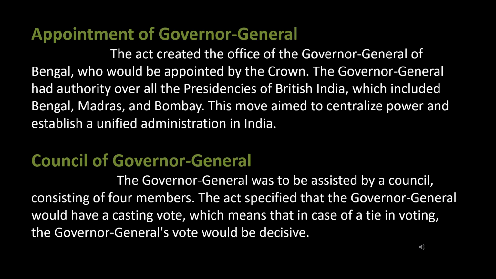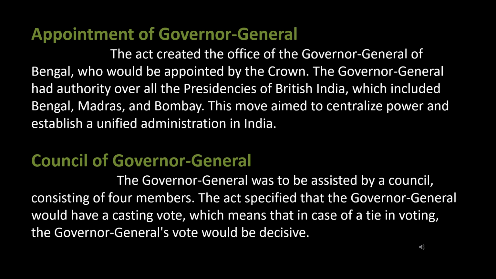Appointment of Governor General. The Act created the office of the Governor General of Bengal, who would be appointed by the Crown. The Governor General had authority over all the presidencies of British India, which included Bengal, Madras, and Bombay. This move aimed to centralize power and establish a unified administration in India.